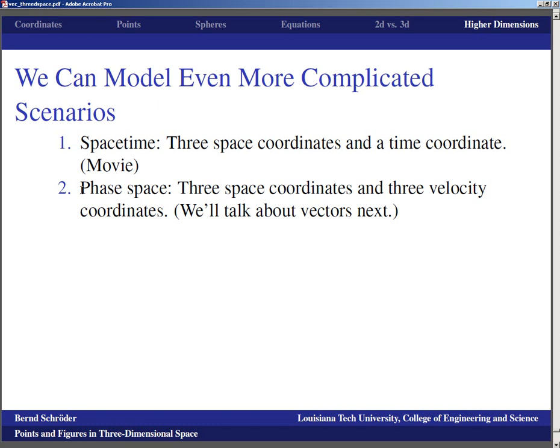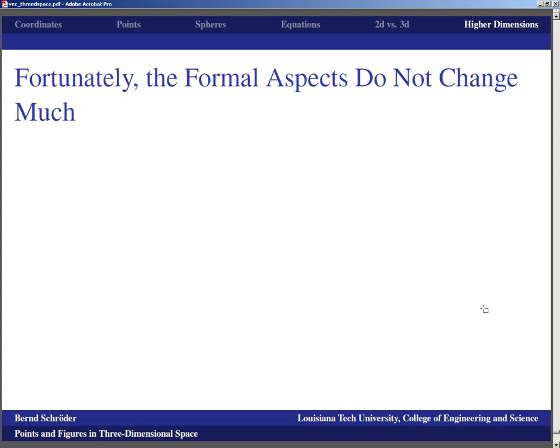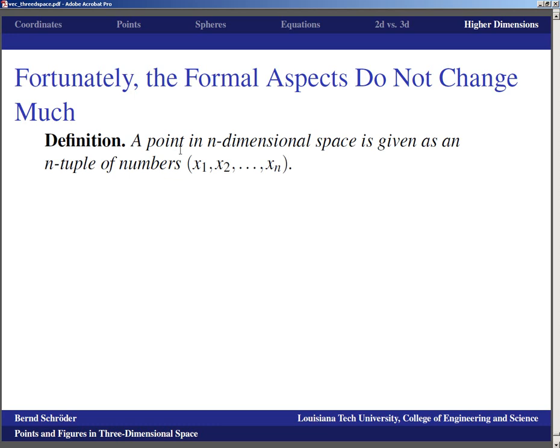And personally, I also have to freely admit without shame, I don't know how to visualize phase space. I haven't worked with it enough, but I'm not sure I'll ever be able to put 6 dimensions into this small brain of mine. The fortunate thing is that the formal aspects do not change much, because if we go all the way to the abstraction that typically is only done in a mathematics class at an upper level, when we talk about n-dimensional space and advanced calculus, a point in n-dimensional space is just an n-tuple of numbers x1 through xn.